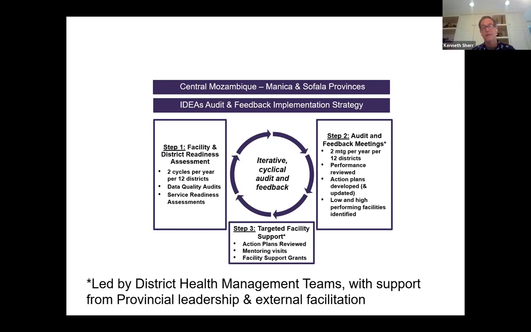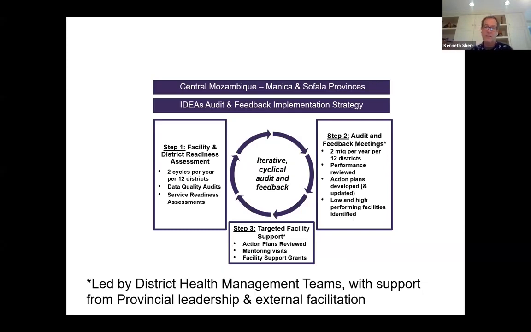And then that goes into a second step of the cycle, which are audit and feedback meetings led by district health management teams, which also includes participation from provincial leadership and external facilitators. And these are carried out twice per year in 12 districts, where every facility in a district presents on their progress in a key set of maternal newborn child health metrics. The performance is reviewed using a secular trend analysis, which leads to development of action plans and then identification of facilities that are low and high performing for continued support.